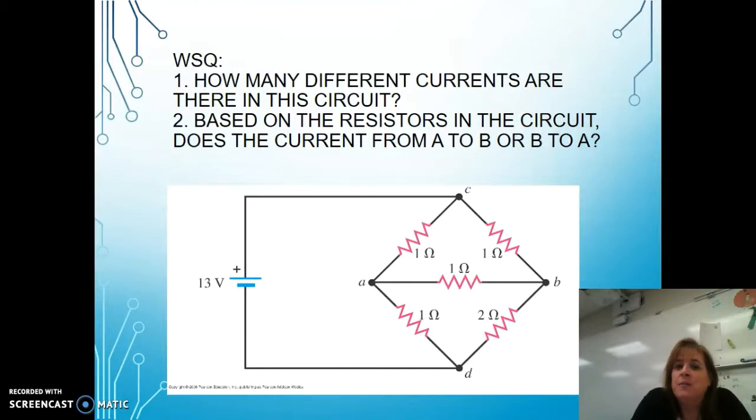And number 2, based off of the resistor configuration in this circuit, does the current go across that 1 ohm resistor in the middle from A to B, or B to A? What do you think? We'll talk about it in class, so I'll see you in class.